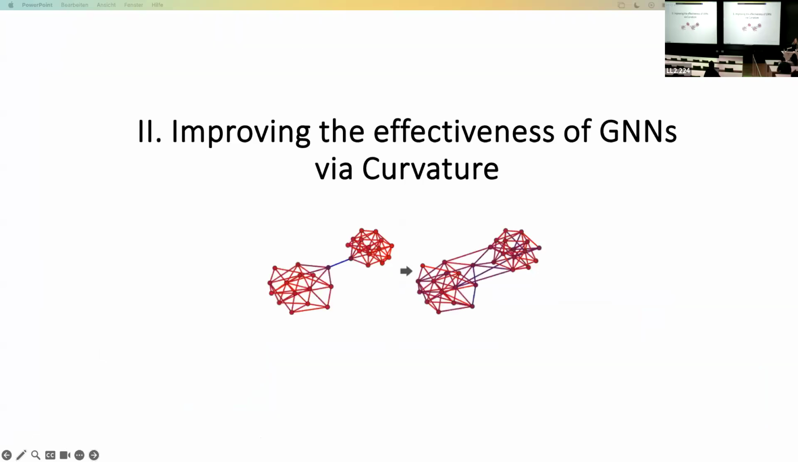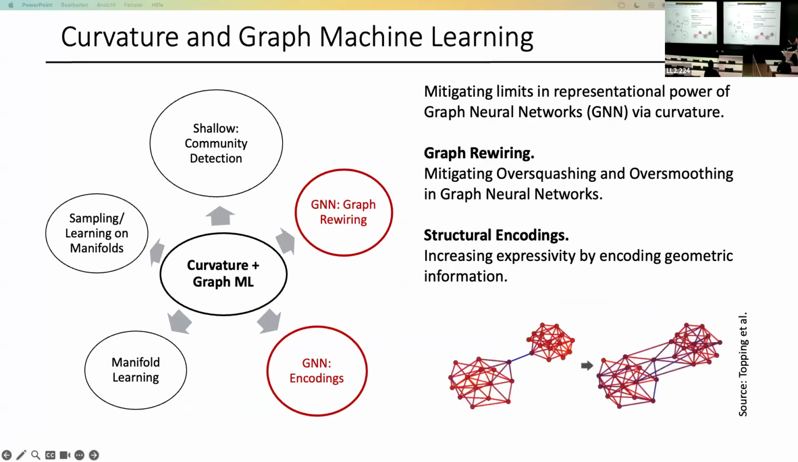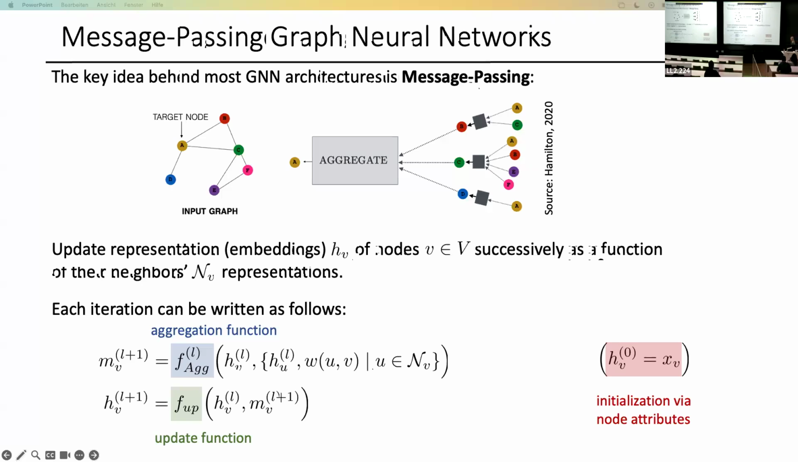Okay, so we have two curvature notions. Now let's talk about what we can do with them. We want to talk about applications of curvature in graph neural networks. Let me just remind you what graph neural networks are, or the main paradigm behind most of the graph neural networks that are currently being used, namely message passing graph networks. Apologies to those who have seen this before.